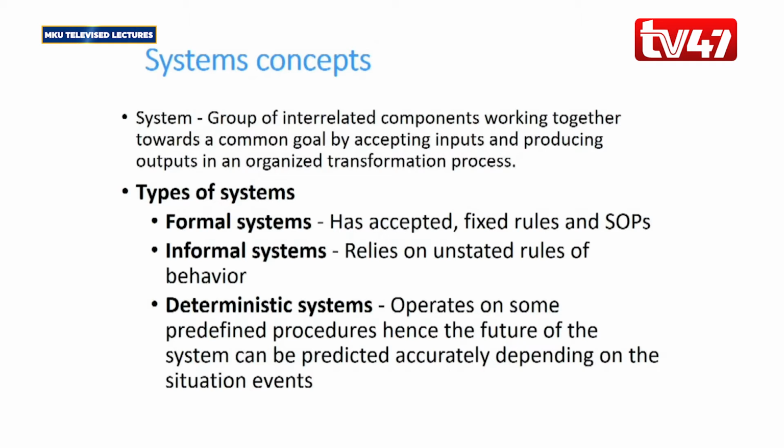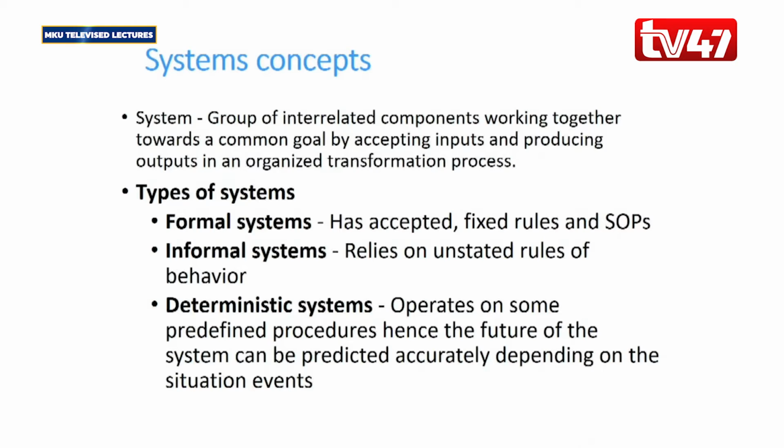So we say that a system is basically a group of interrelated components that work together towards a common goal by accepting inputs and producing outputs in an organized transformation process. So we are looking at different parts or different sections or different components that all together work to achieve a common objective. And that is what forms a system. Just like a body system, we have the head, we have the brain, we have the hands, we have the legs. All of these particular components work together to achieve a common human-related objective.